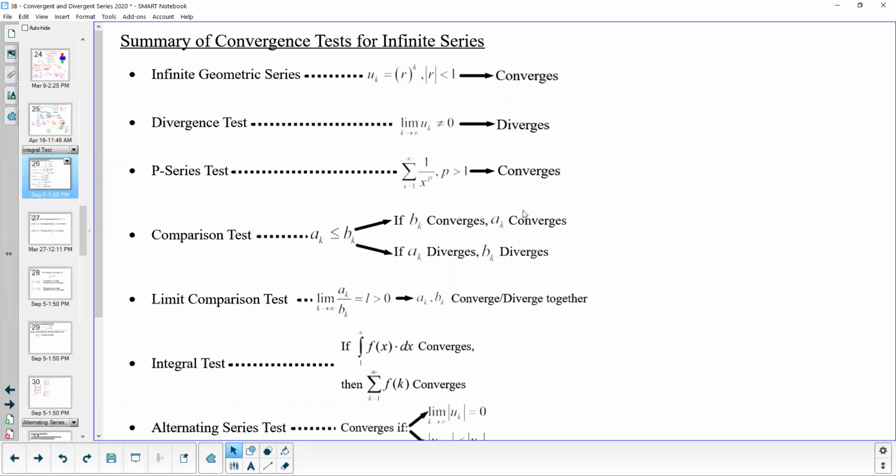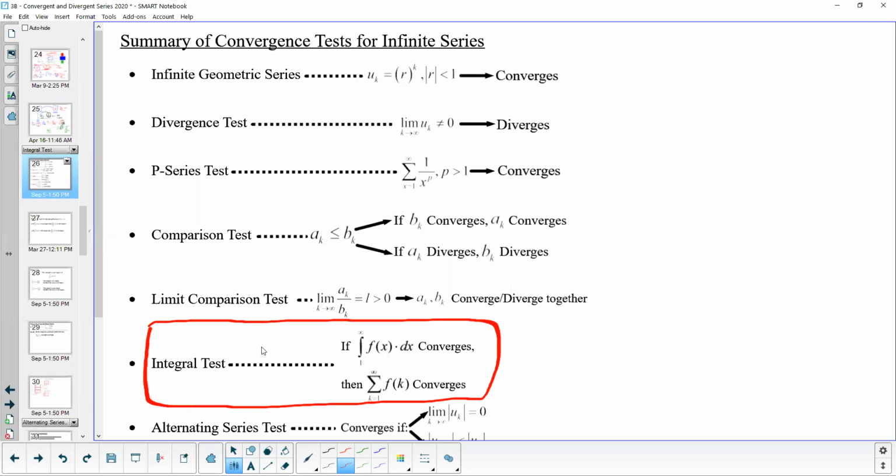For part 7 of our videos on convergence tests to determine whether infinite series converge or diverge, we're going to look at something called the integral test. And before we do that, I want to take a quick look at the tests that were covered in the previous videos and understand how these are all interconnected.